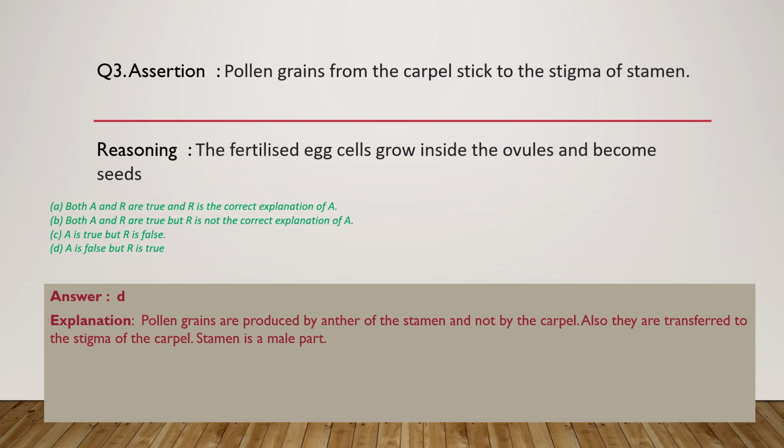And then it says pollen grains stick to the stigma of the stamen. Pollen grains do travel from the anther to the stigma, but the stigma is not a part of the stamen. Stamen is a male part. Stigma is a part of the female reproductive system. So pollen grains travel from the anther of the stamen to the stigma of the carpel or the pistil.